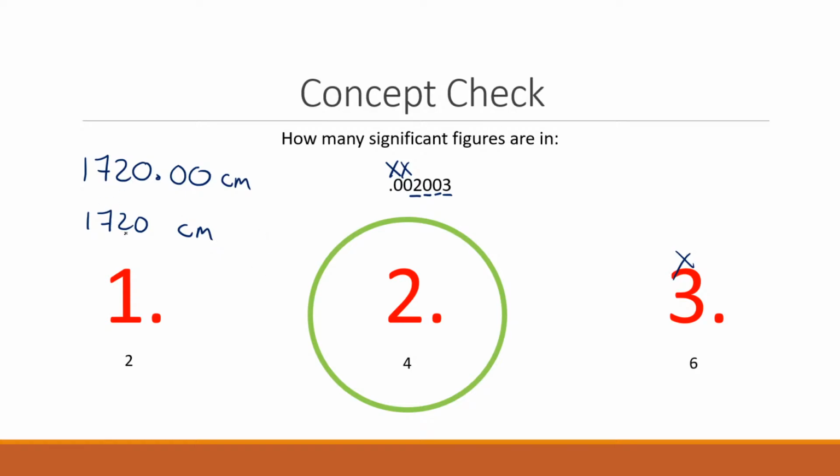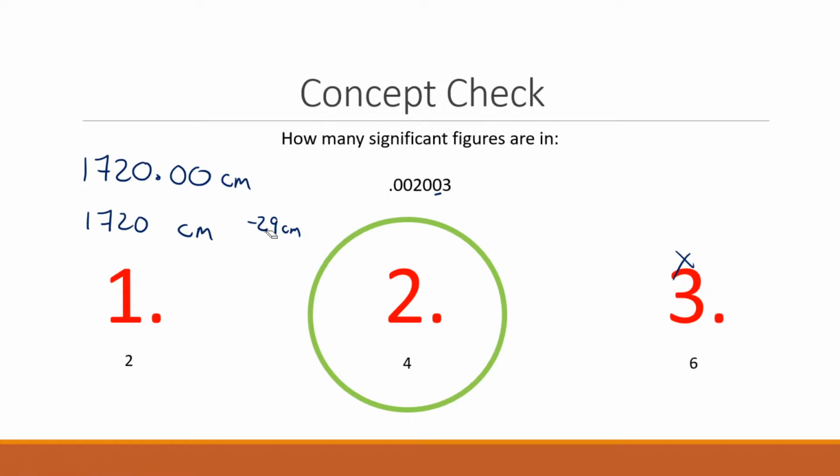These two measurements are very, very different. This measurement, 1720 with no decimal point, can be any value between 1720 and 1729. I have no idea what this 0 represents. It is rounded. There's no decimal point, so I can be anywhere between 1720 and 1729 centimeters.